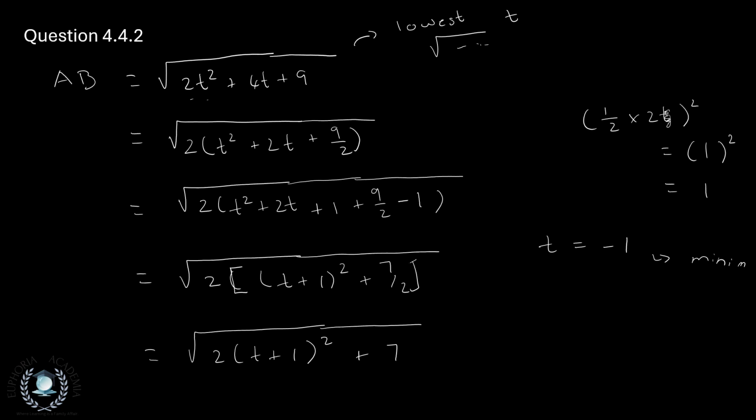So t is equal to minus 1 should be the minimum, and we can quickly check that in our equation. We need to find the minimum value of AB, so we substitute minus 1: 2 times minus 1 squared plus 4 times minus 1 plus 9, all of that inside the square root. Once you do some maths, that's going to be 2 minus 4 plus 9, which gives the square root of 7.